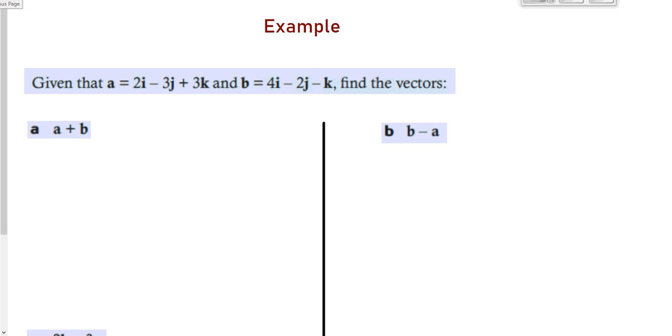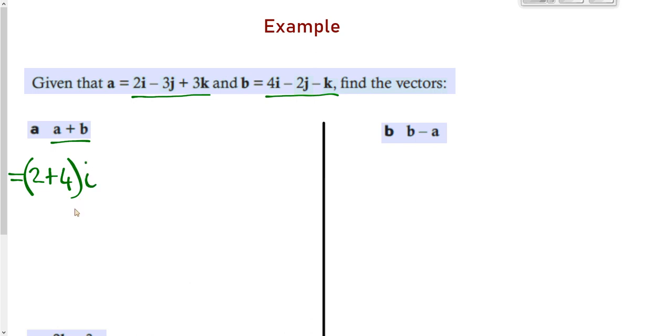I'll do a quick example here. The first thing we're going to do is a nice and simple one. We're just going to add these three component vectors together, A and B. To do that, we're just going to add the coefficients of our units. So we've got I, and that's going to be equal to the coefficient of A here, the I component, so 2 plus the I of 4.